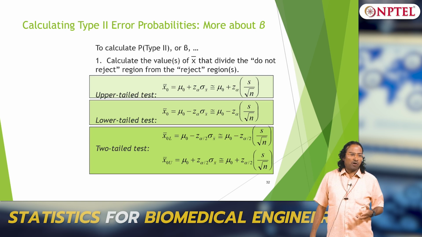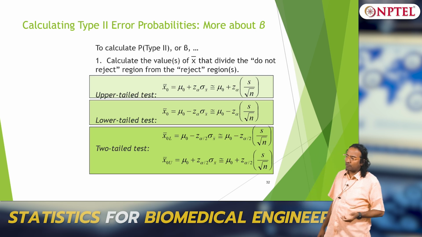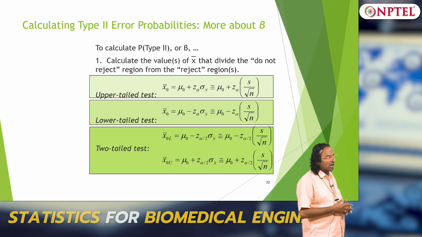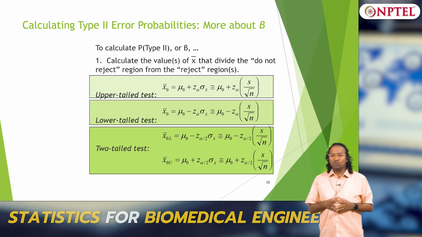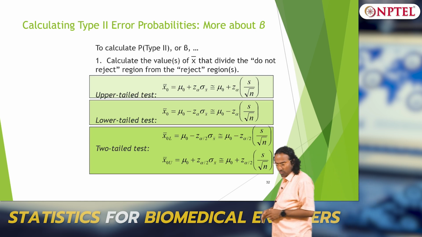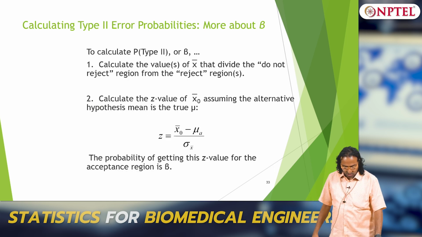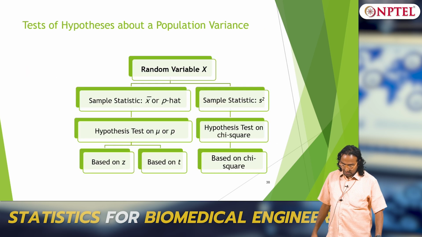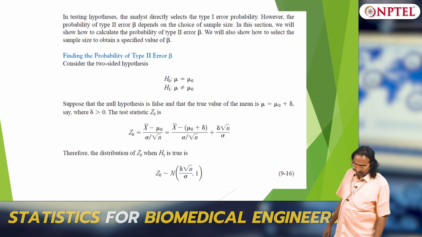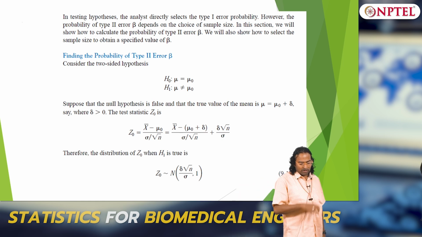Even if it is false, what is the probability that I will accept the null hypothesis? That cannot be 1 minus alpha, then you do not have the diagonals at all. So that is where we are going to calculate type 2 error probabilities, or more about beta. Let us move on to the concept before even doing the example. Let us see how to find the probability of type 2 error, beta.